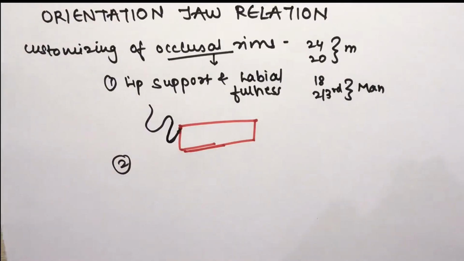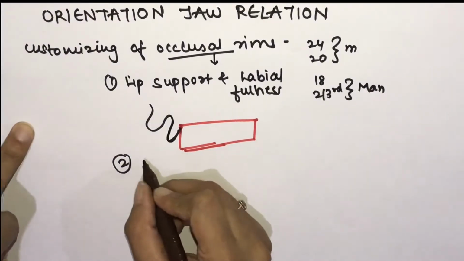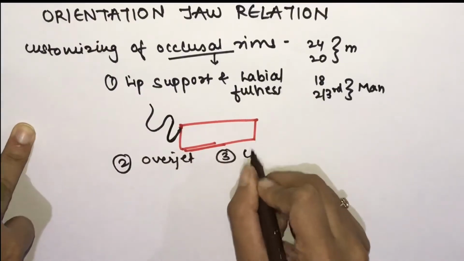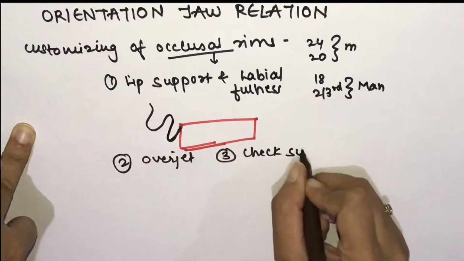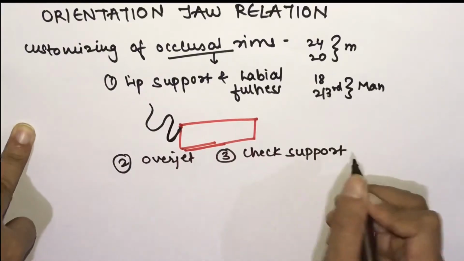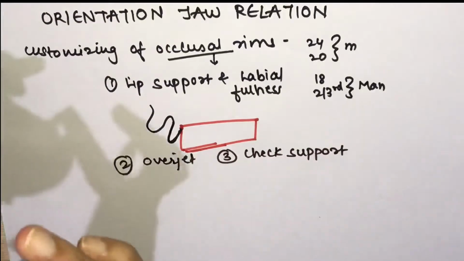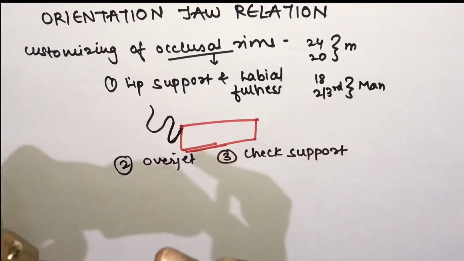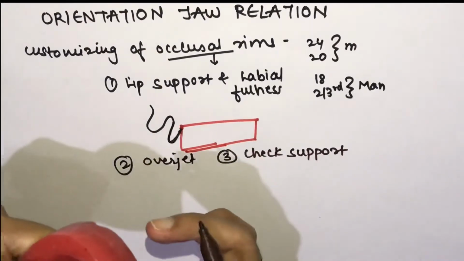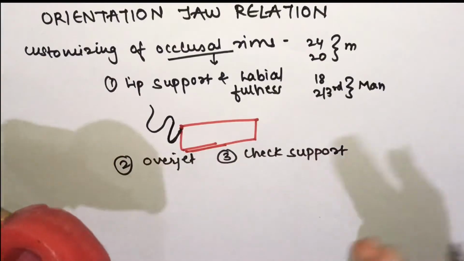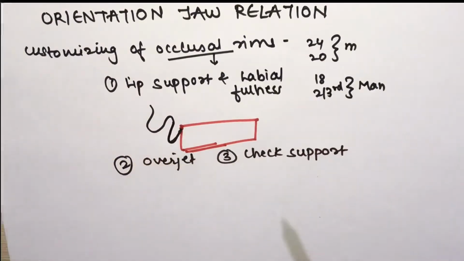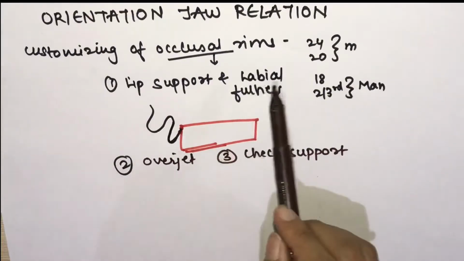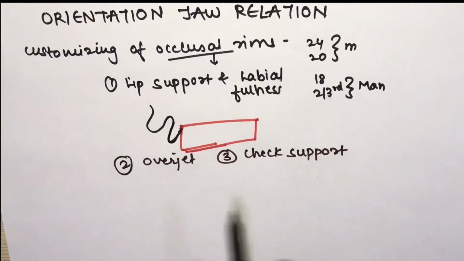Then the next is the cheek support and the buccal fullness. The second one was your overjet, and the third one is the cheek support and buccal fullness. Buccally, it should be made adequately. If the buccal portion has more wax, it will cause cheek biting, and we don't want that. Buccal fullness is not as important as labial fullness for aesthetics, but yet it should be made properly.